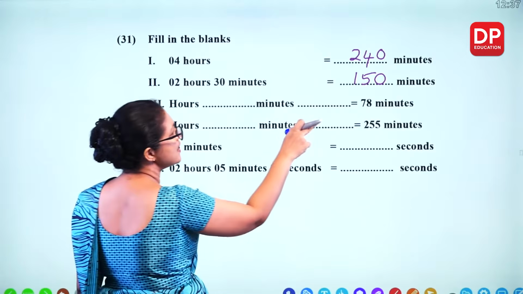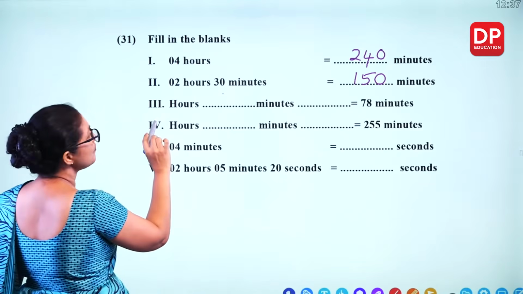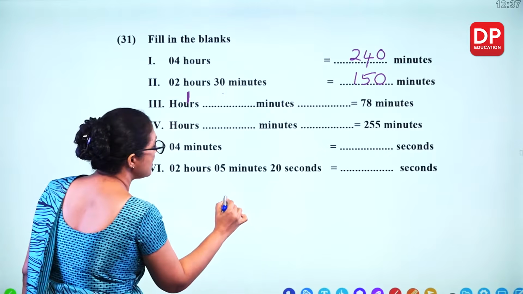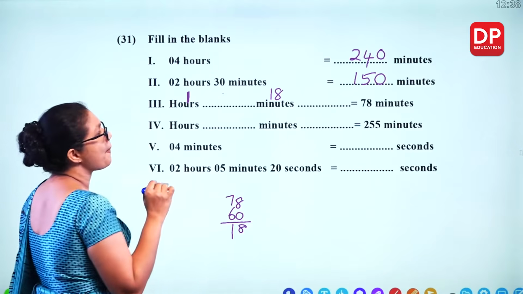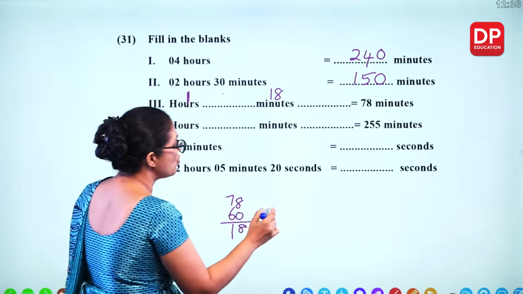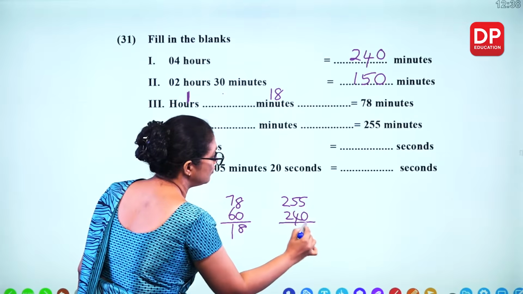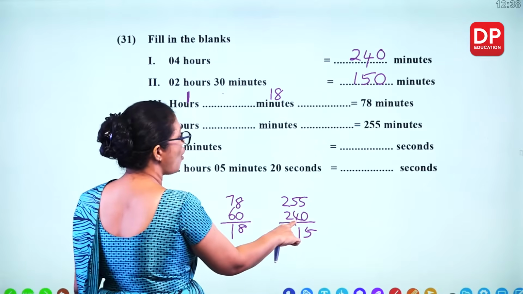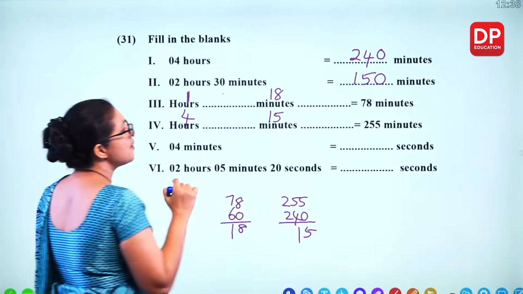This one, 78 minutes are there. You have to convert to hours and minutes. So how many 60s are there? 1. So you get 1 hour and how many remaining minutes are there? 78 minus 60. 18 minutes are there. 255. So you get 240. So 5 and 1. 15 minutes extra. So 240 means 60 times 4. 4 hours and 15 minutes.